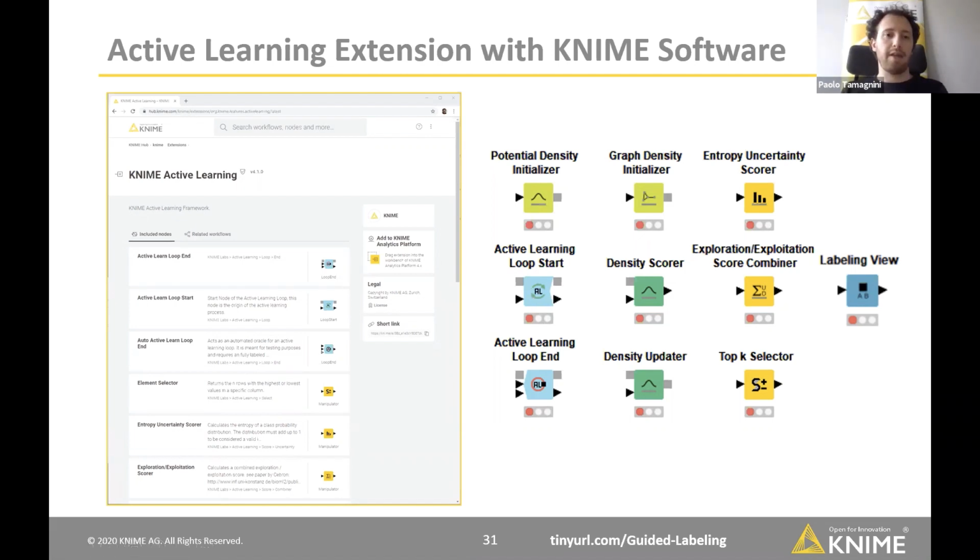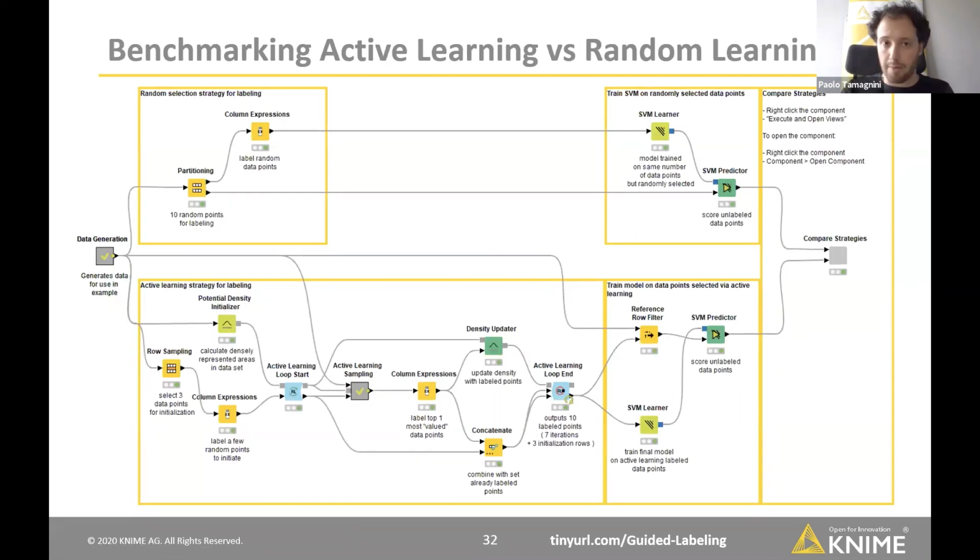So let me show you the example actually. This is the workflow for the body mass index. You have here data with weight and height of people. On the top branch, you're going to have those 10 random data points, labeled not by a human but using the body mass index, and we just use a column expression here. Then here you train the SVM model on those 10 random data points, and then you score all the unlabeled data points. You do the same here, just the data points are selected using active learning.